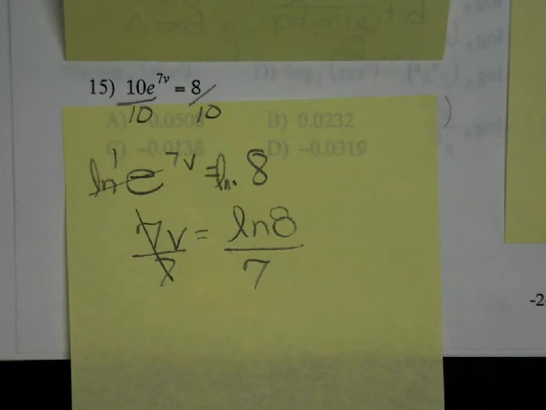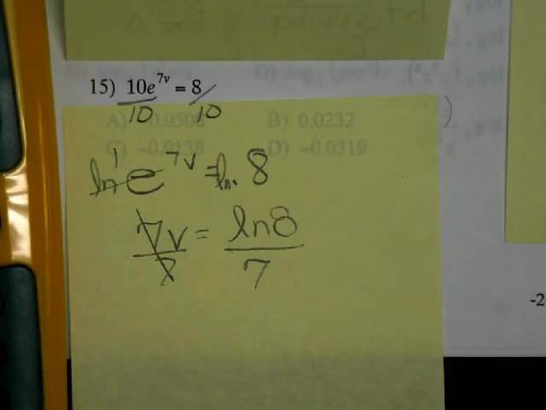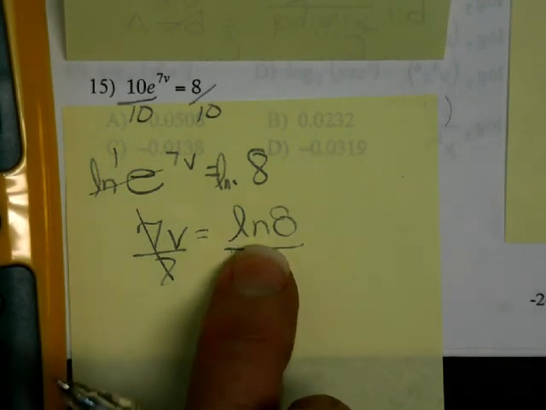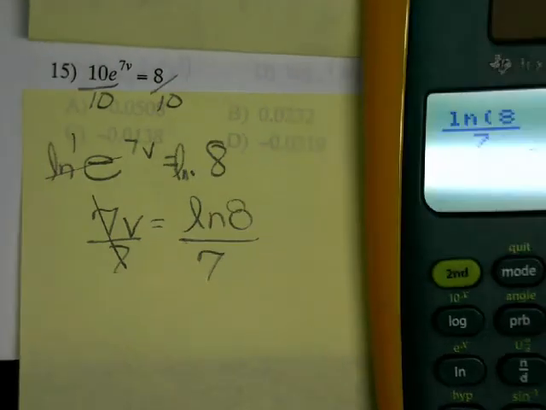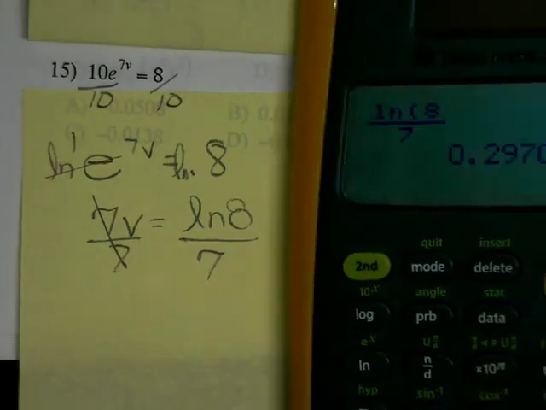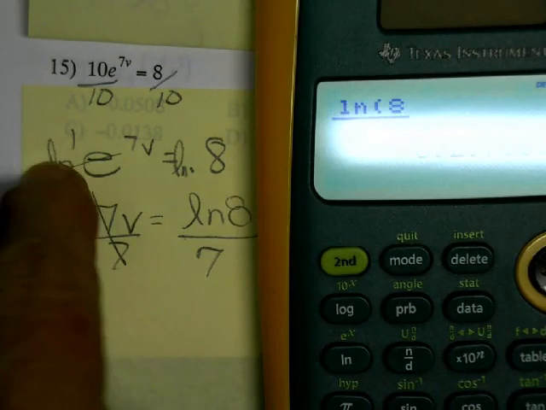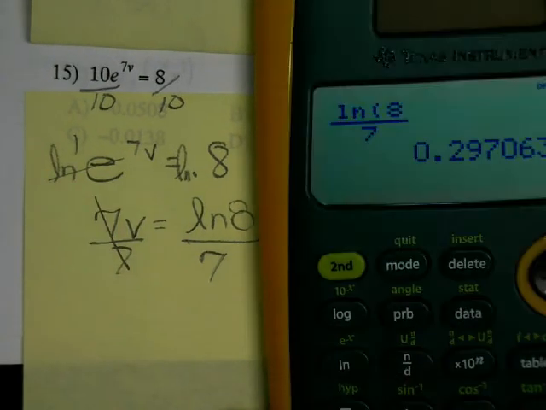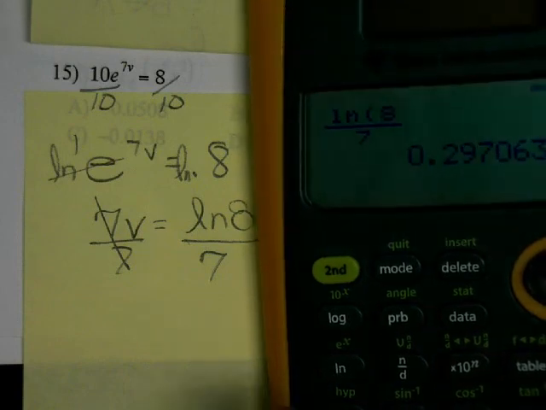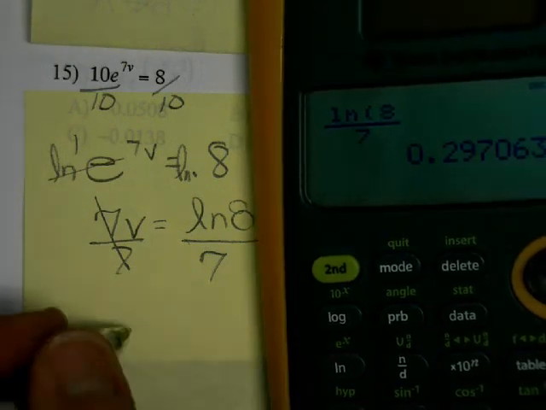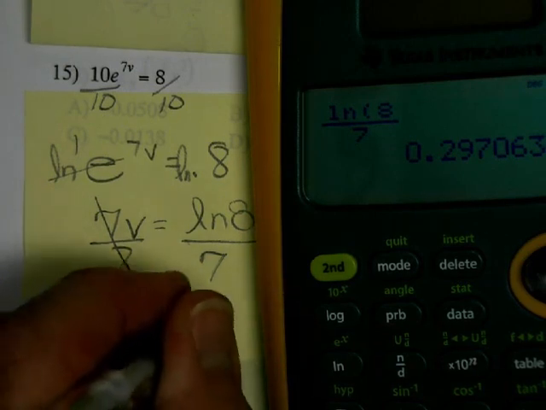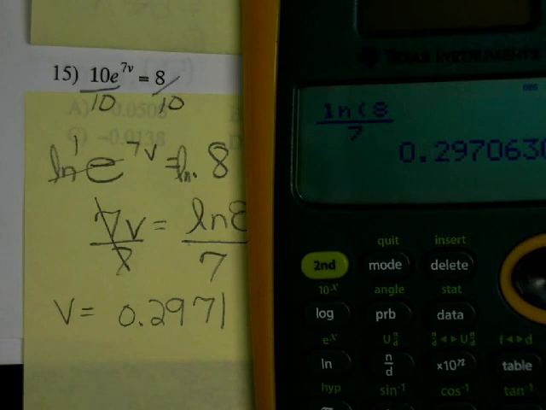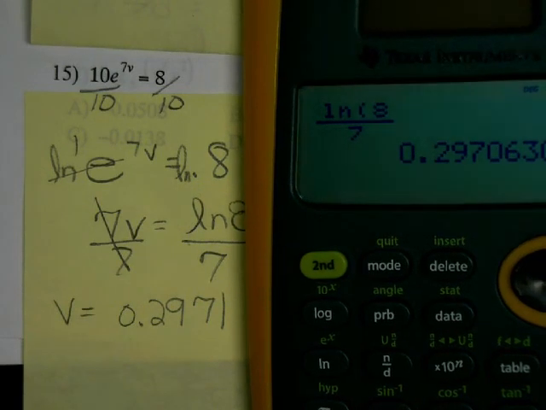Remember, the natural log of e is 1. What power of e gives me e back? 1. The answer to a natural log is always a power, always an exponent. I chose natural log, so I've got to stick with natural log. Don't forget to use the right log to help yourself. You could have used log, but you wouldn't have been able to cancel that. So 0.2971. That's what V equals.